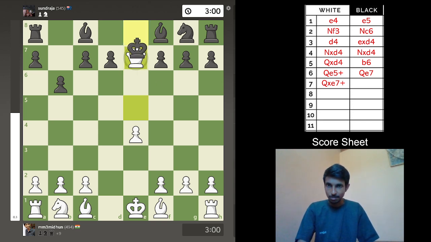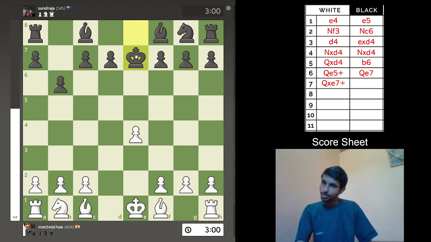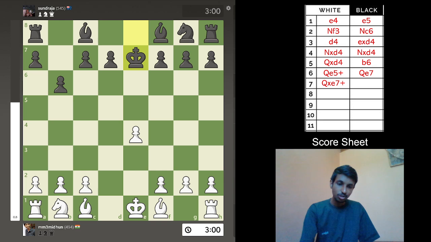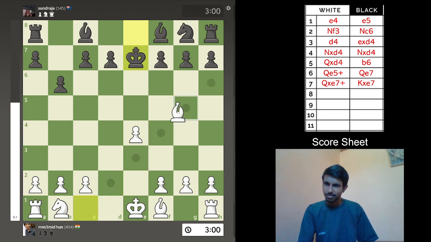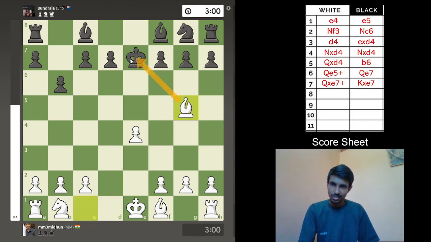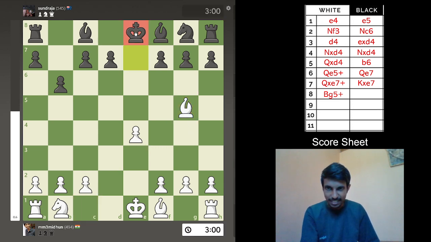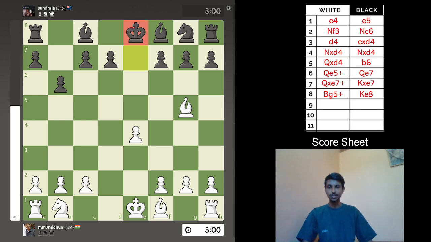Now the king will capture back, right? So when you capture the queen back, how do you write this? King takes e7, Kxe7. Maybe we'll give a check with the bishop. So you can see there's a check. How do you write this? The bishop goes here to square g5. So it is just Bg5 check. Done. Now the king goes to e8 maybe. How do you write this? King to e8, Ke8.